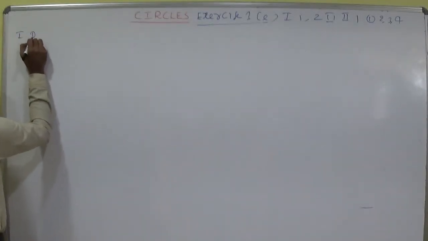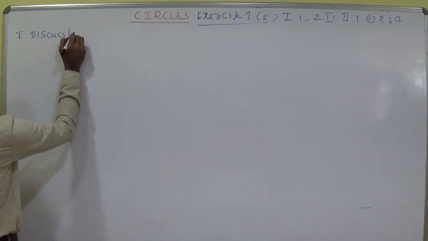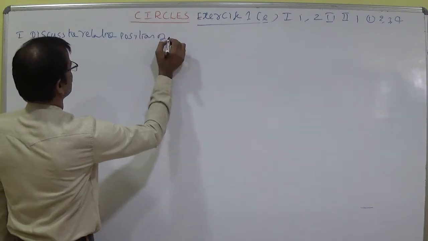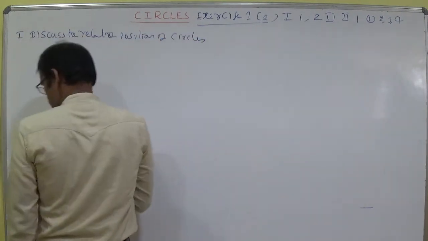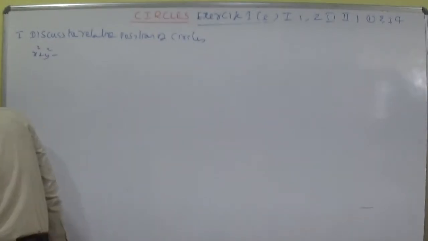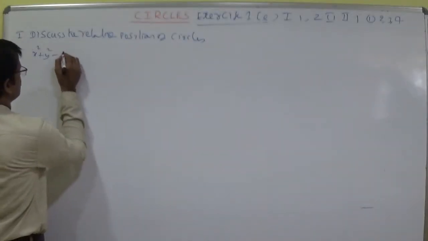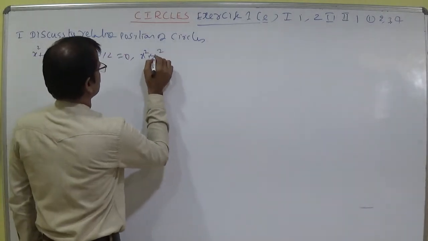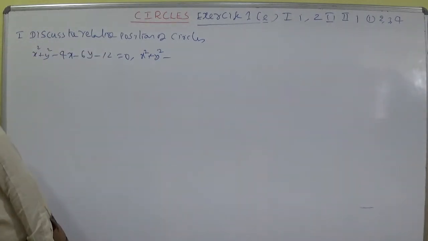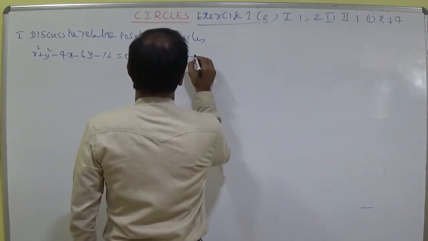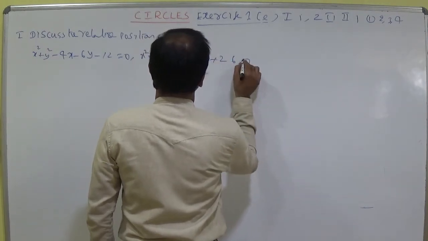Okay, now discuss the relative positions of a pair of circles. He is asking, discuss the relative positions of the circles x square plus y square minus 4x minus 6y minus 12 equal to 0, and x square plus y square plus 6x plus 18y plus 26 equal to 0.